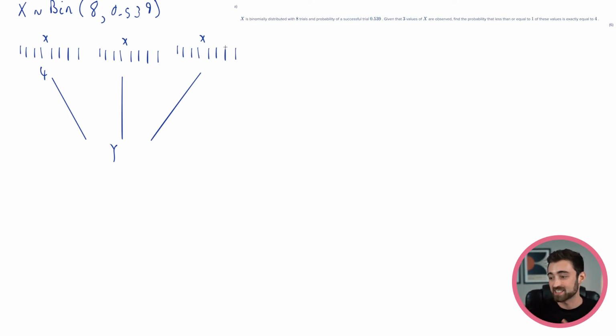So what this is saying is the following. Given that 3 values of X are observed, the 3 values corresponding to the trials of Y, find the probability that less than or equal to one of these values is exactly equal to 4. So what would my probability of success be? What am I trying to count here? Well, a success on a single one of these trials is X being equal to 4. So in this case, that would be a success because when I ran the X, I got 4 successes.